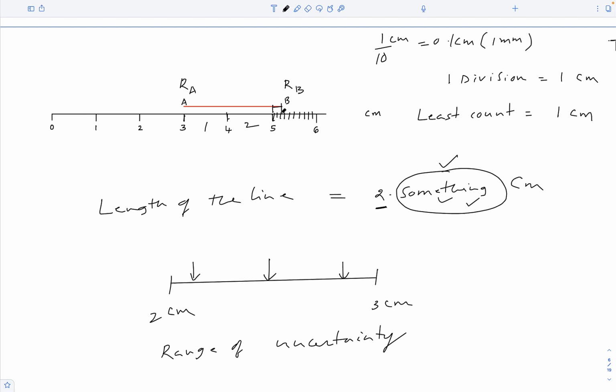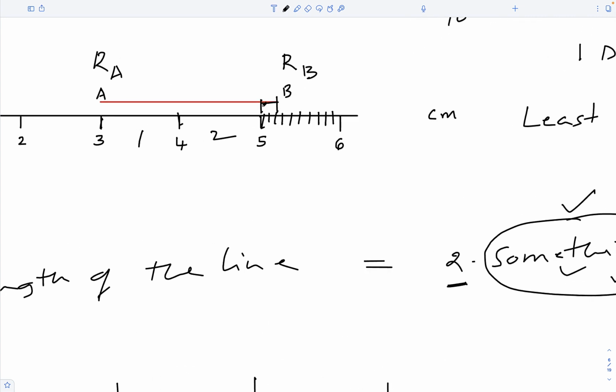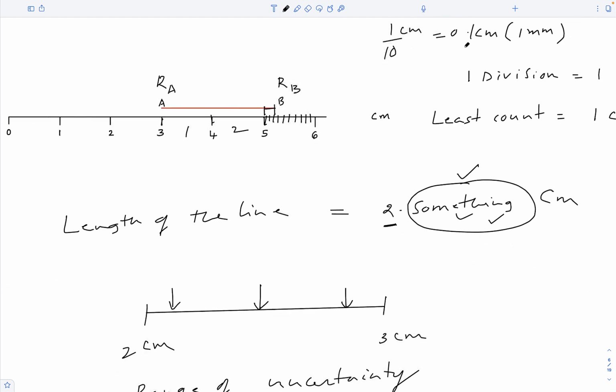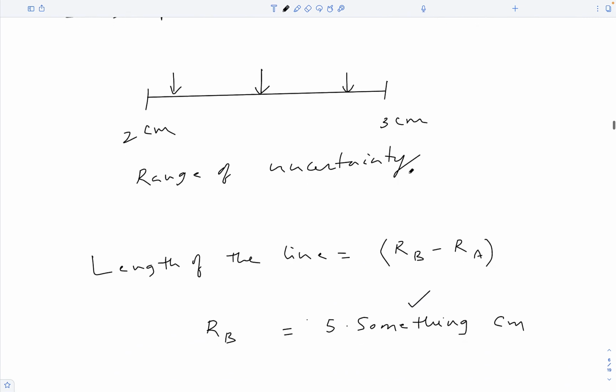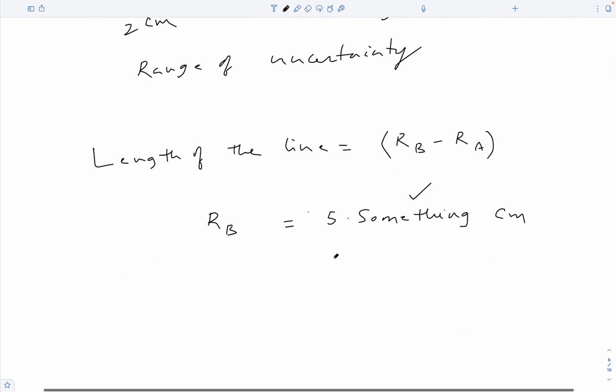Now, according to me, this portion of the line completely covers two of the smaller divisions, and the size of each of the smaller divisions is 0.1 centimeters. So, in my honest opinion, the value of something is 0.2 centimeters or RB is 5.2 centimeters.